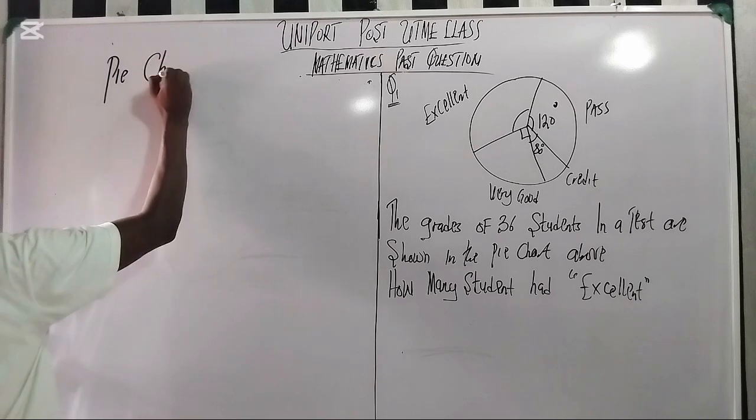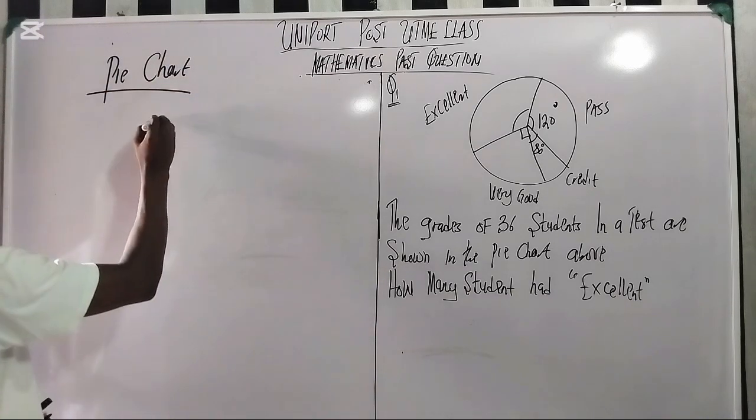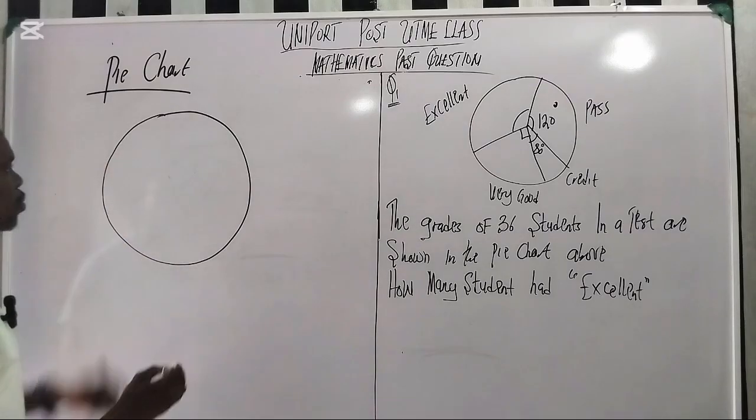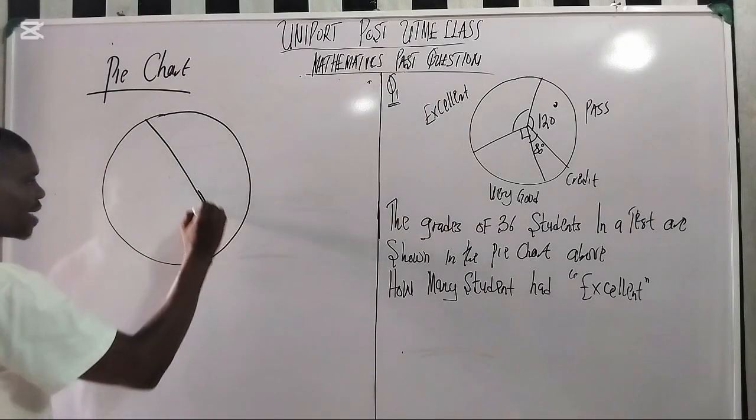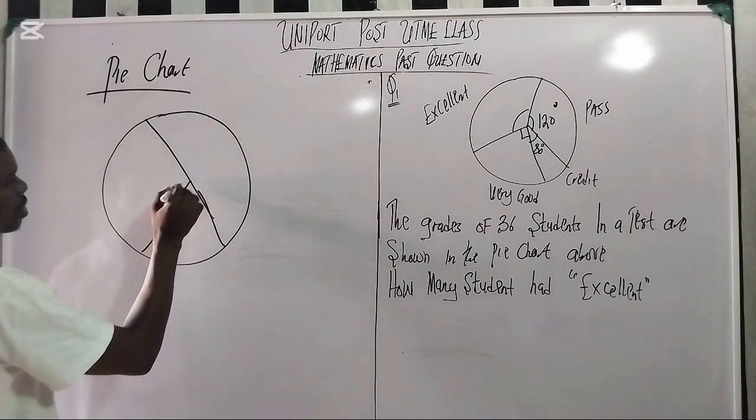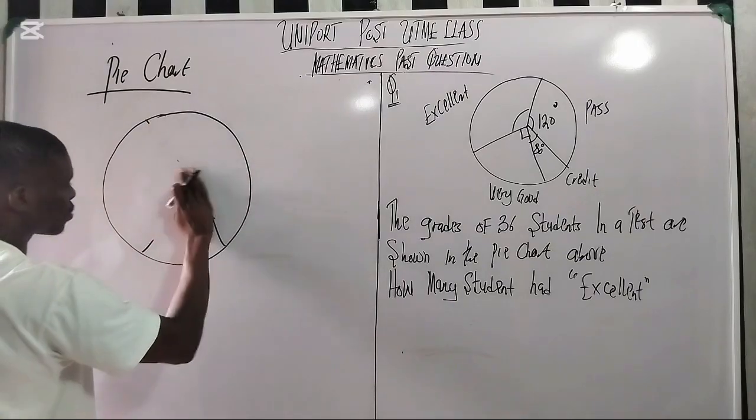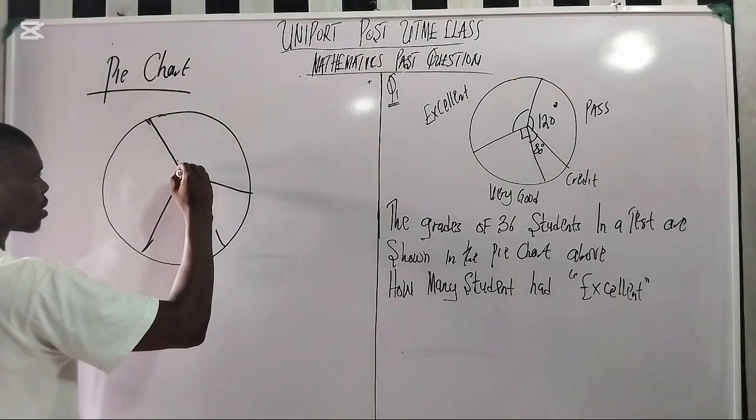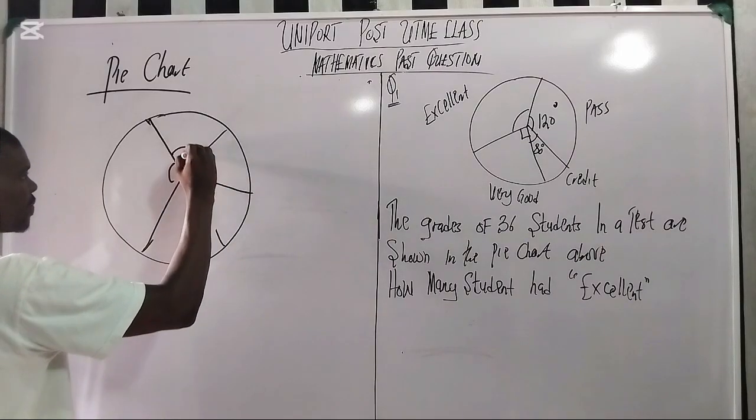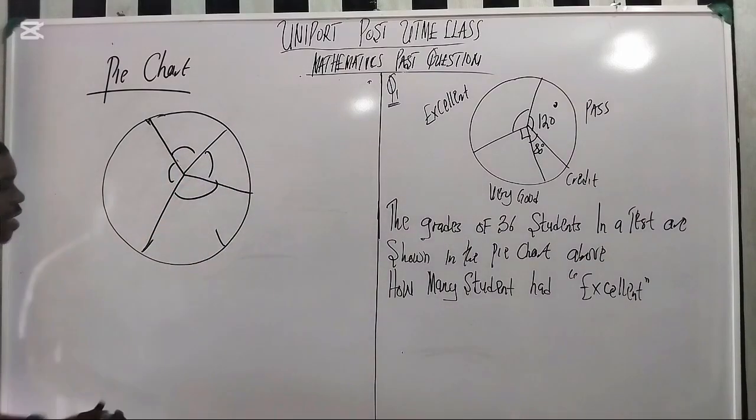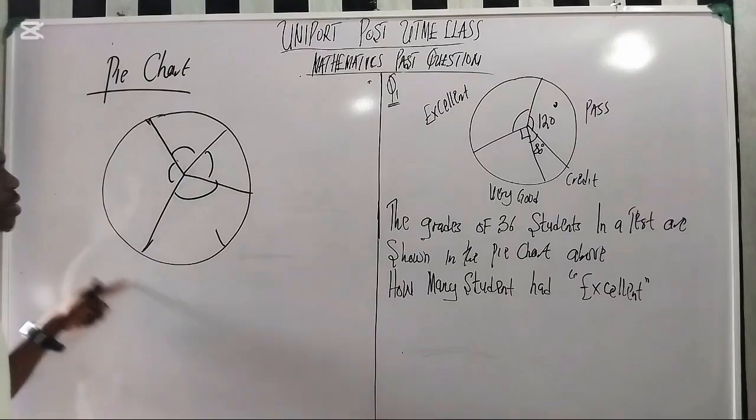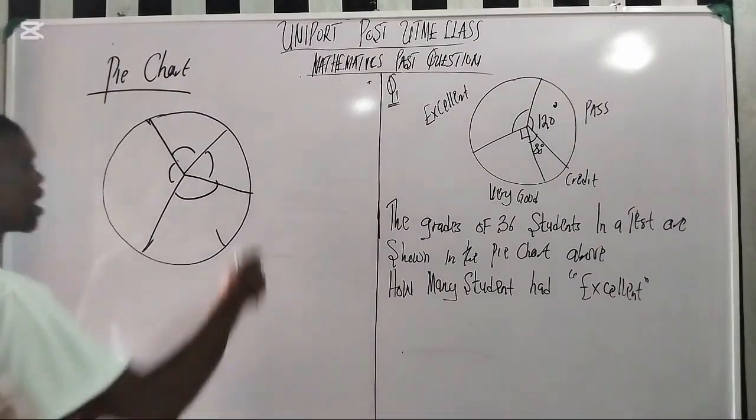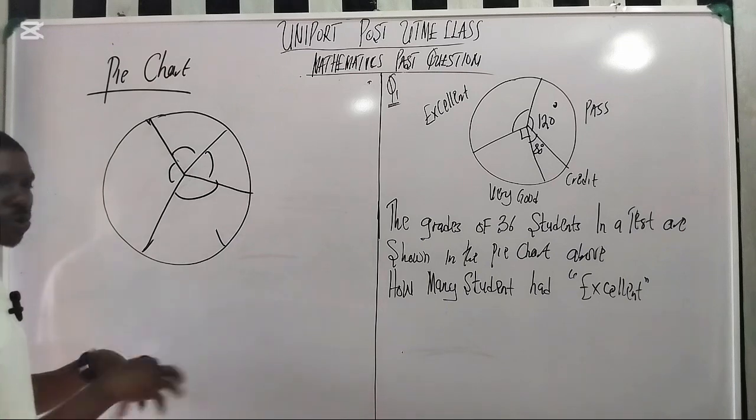A pie chart is a circular diagram that is divided into slices, like this. It's okay. Now, the total circle represents the total quantity. Just now, the total circle here represents the total quantity.